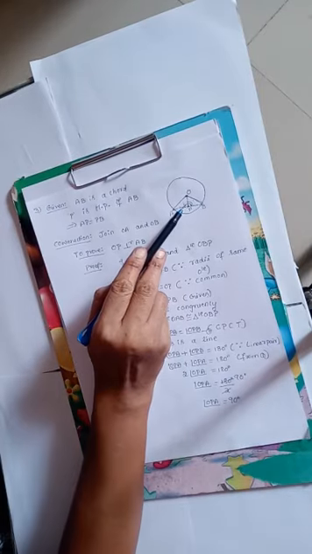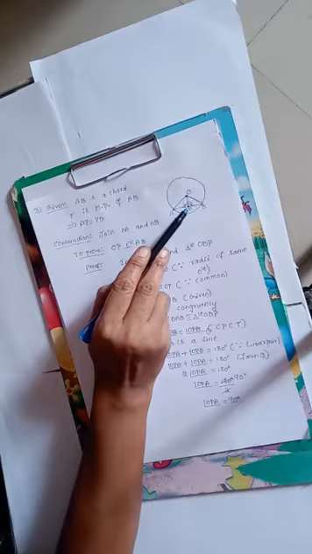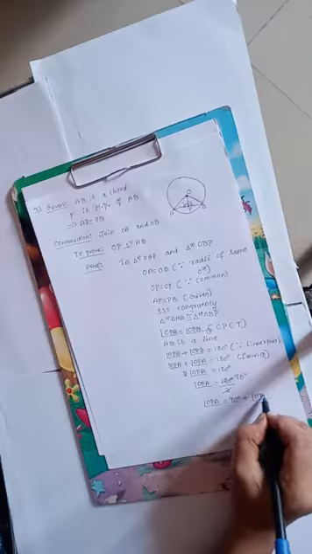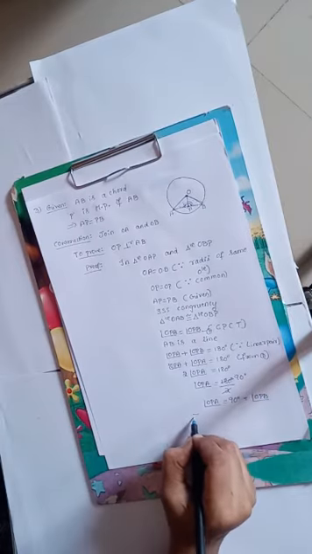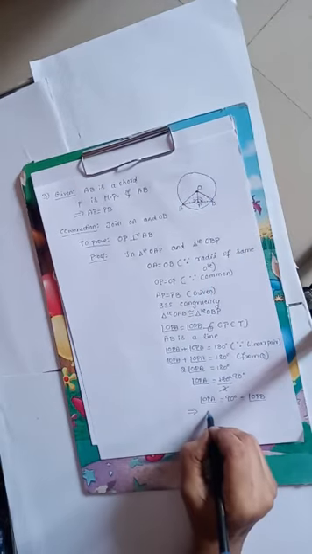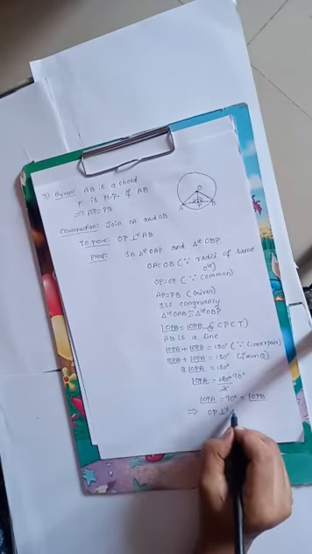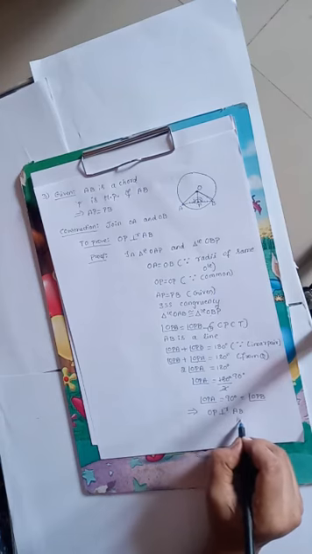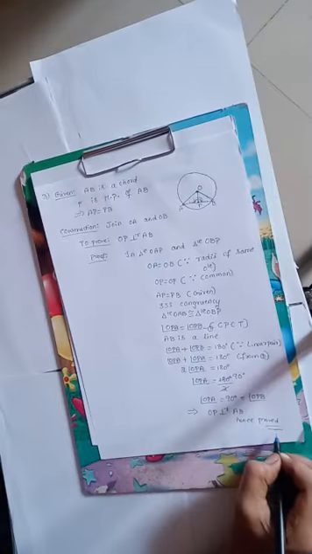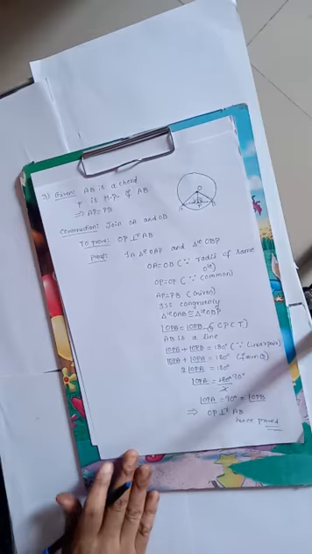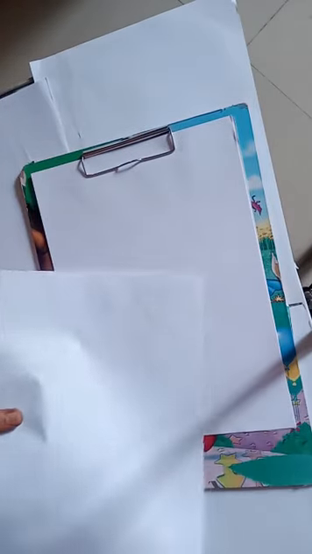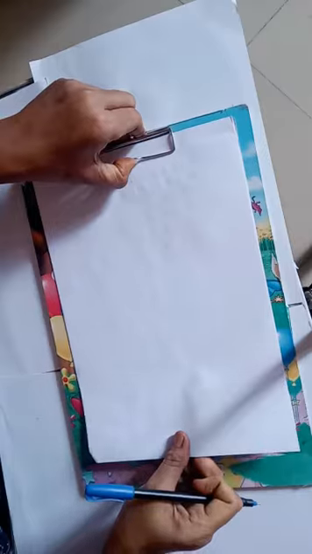Now, this angle becomes 90 degrees. What about this angle OPB? That angle will also be equal to 90 degrees. From this, you can tell that OP is perpendicular to AB. Hence, proved. This is the end of this third question. Now we can move on to the fourth question.